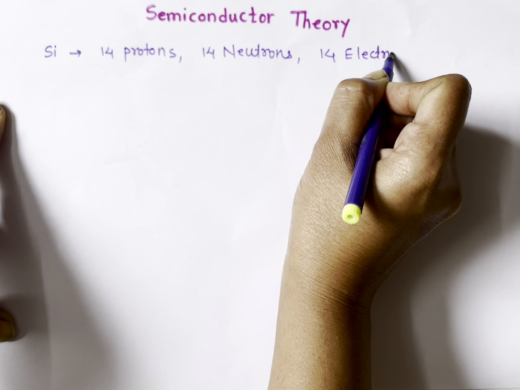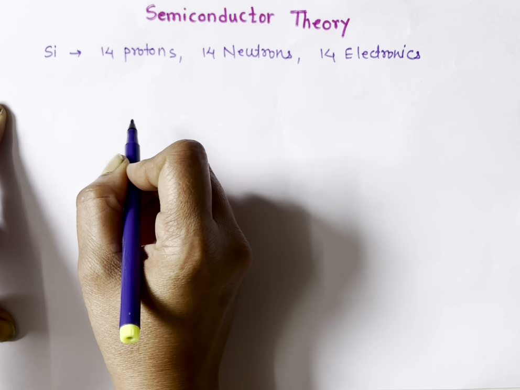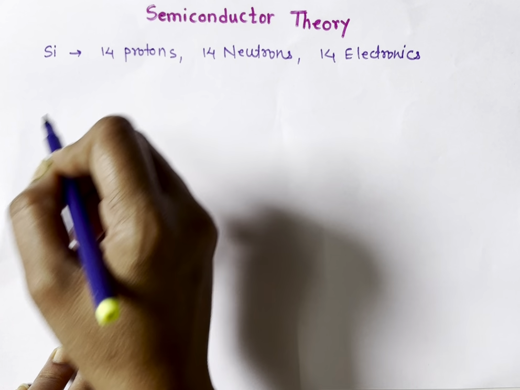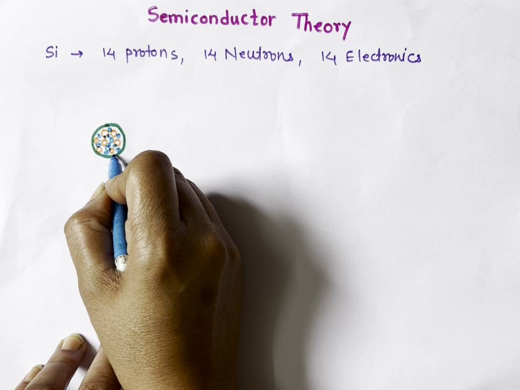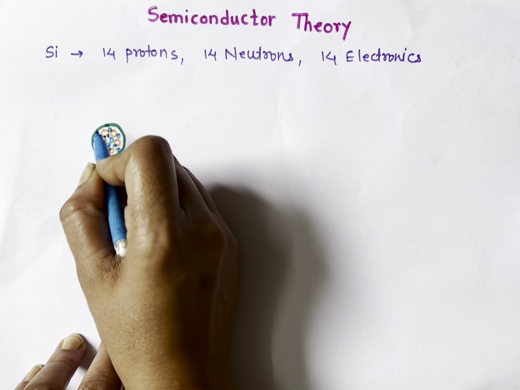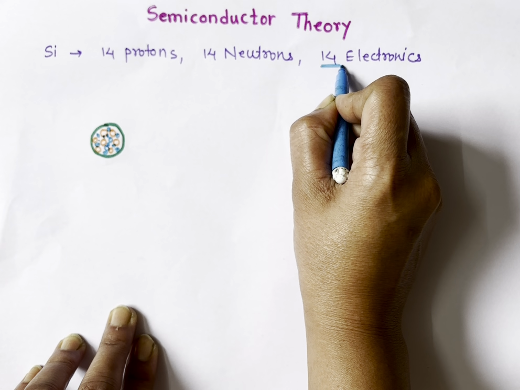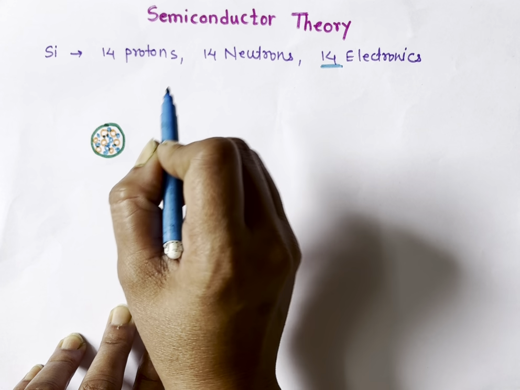And out of those three, protons and neutrons are present at the center in the nucleus and electrons revolve around it. Now let's say this is a nucleus which has 14 protons and 14 neutrons, and then these 14 electrons will revolve around this nucleus in shells.